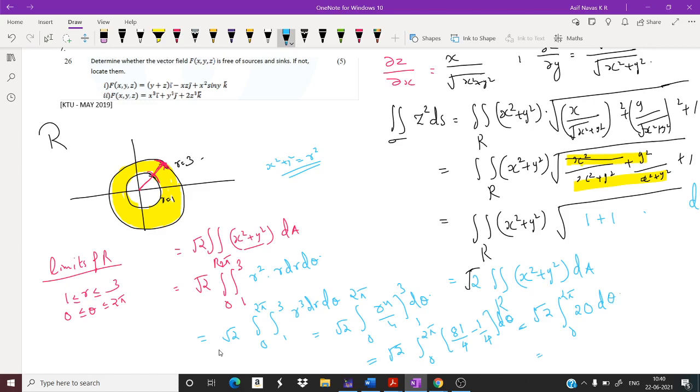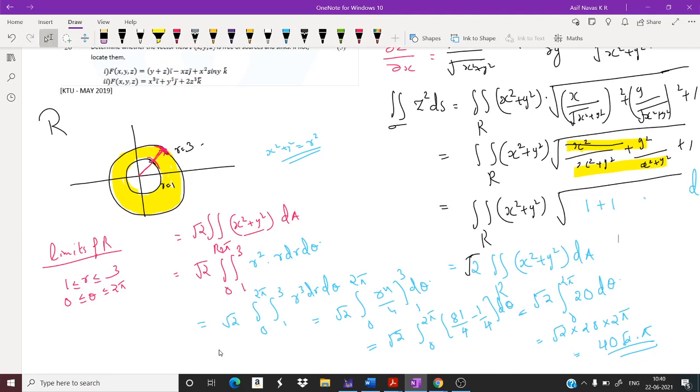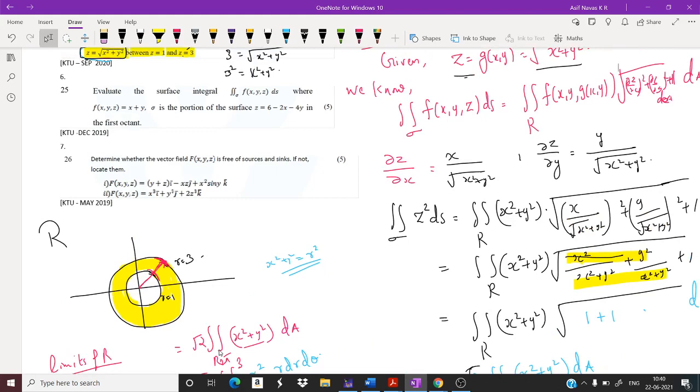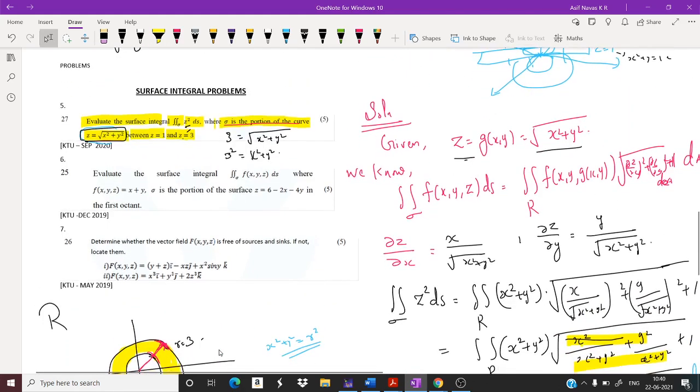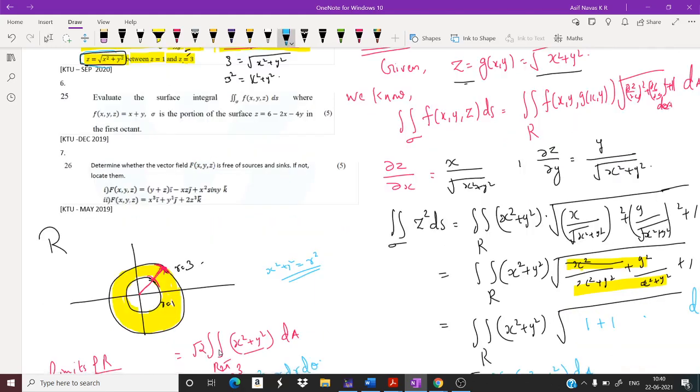So now if you integrate this, you will get root 2 into 20 into 2 pi. So this is actually 40 root 2 into pi. That will be the answer. Is it clear? Okay. So there is one more question here. I will share that question in your WhatsApp group so that you can practice.